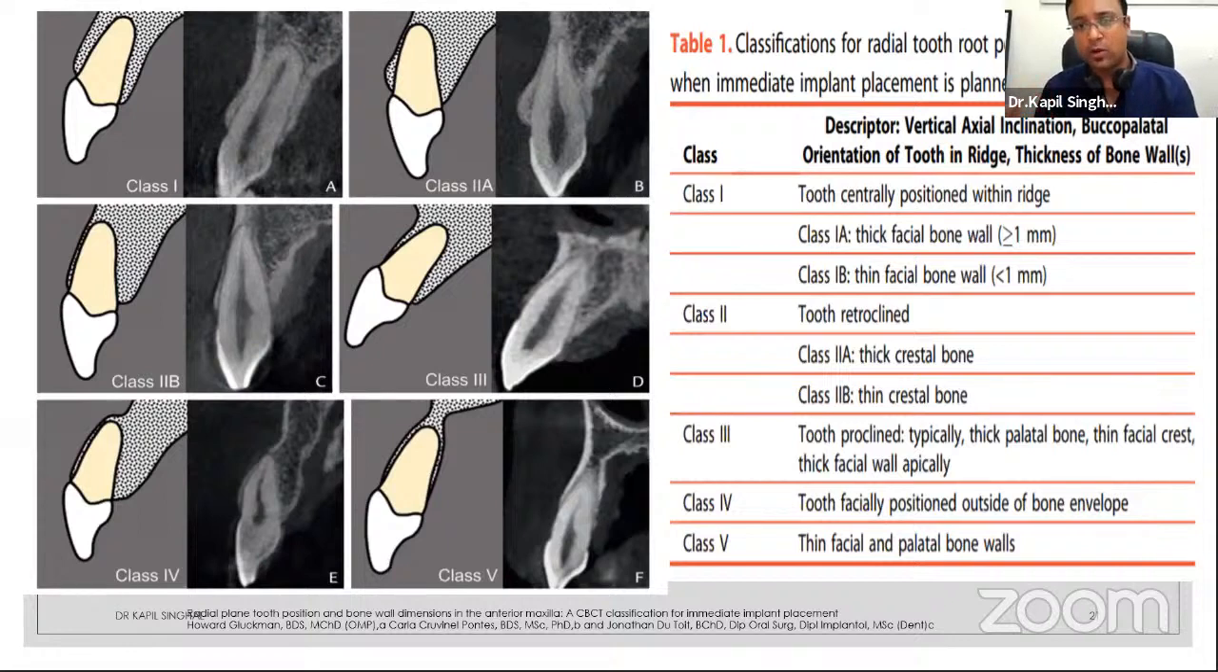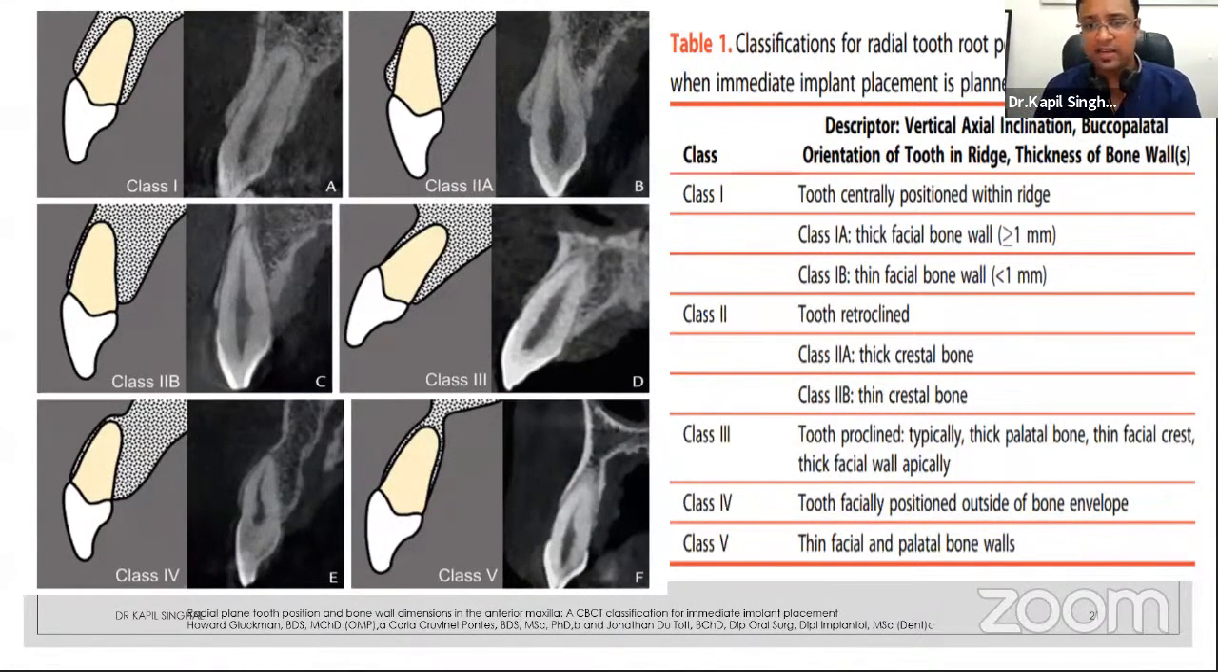Okay, the tooth is retroclined. It means when it is retroclined, the thickness of the labial plate will reduce. Okay, and then he again classified it into class 2A and class 2B. So class 2A is retroclined in such a way that the crestal bone is thick, as you can see in this diagram, the second diagram, and in class 2B the crestal bone is thinner.